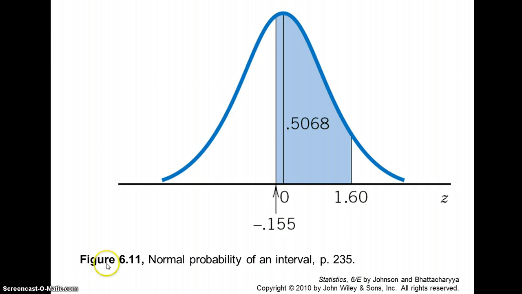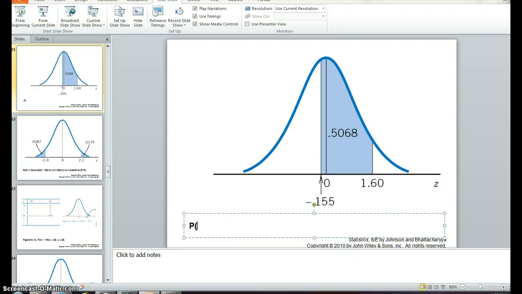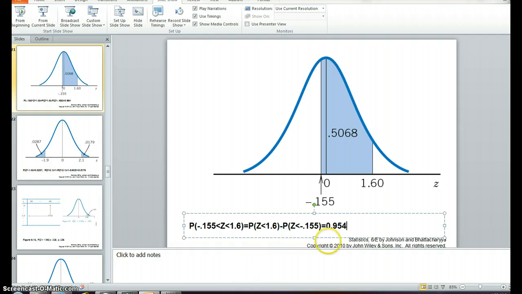Okay, so let's go to the table. So first I'm going to find the probability, the area to the left side of 1.6. We want to find the probability that negative 0.155 is less than capital letter Z and Z is less than 1.6. So we find the probability of capital letter Z less than 1.6, to the left side of 1.6, minus the area to the left side of negative 0.155. So let's find the first one, the area to the left of 1.6. 1.6 is right here, which is this number, 0.9452. So I write down 0.9452 minus the area to the left of negative 0.155.